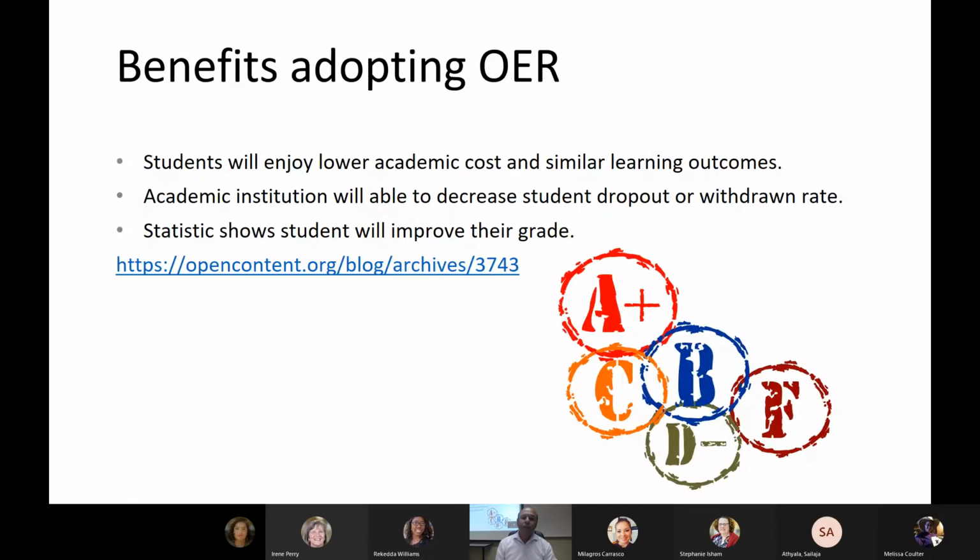The benefits of adopting OER: students will enjoy lower academic cost and similar learning outcomes. Academic institutions will be able to decrease student dropout or withdrawal rates. Statistics show students will improve their grades. This is some of the survey results from opencontent.org.